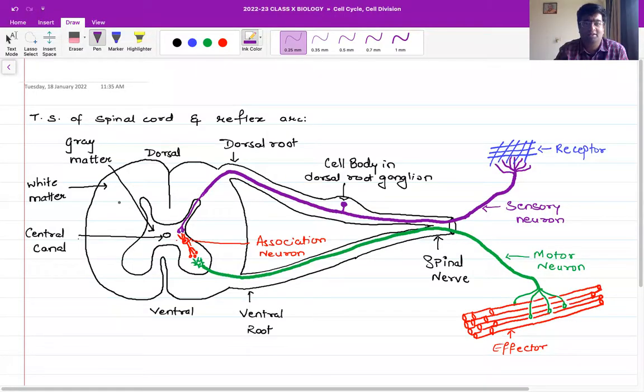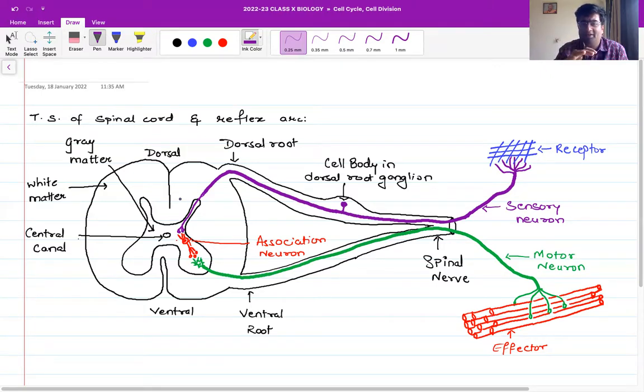So what you see here is a diagram of the transverse section of the spinal cord and the reflex arc. Now, as we had already seen in the previous video, in the transverse section, the spinal cord also shows two regions, but the arrangement of the white and the gray matter is opposite to that of the brain, that is cerebrum and cerebellum. In cerebrum and cerebellum, the gray matter was on the outer side while the white matter was inside. Here it is the reverse. The white matter, which consists of the axons, is on the outside while the gray matter is on the inside.